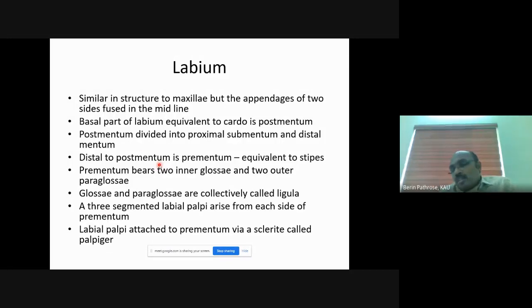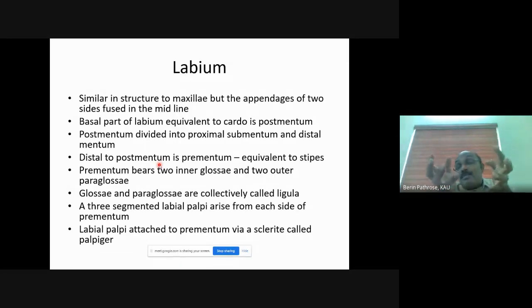So this is the structure of labium. It is similar to maxillae, but it is fused along the midline. And the part which is similar to cardo is postmentum, but in labium it is further divided into proximal submentum and distal mentum. And similar to stipes, at the distal part of postmentum we have a prementum, and prementum bears two lobes. The inner one is glossae and the outer one is paraglossae. That is similar to outer galea and inner lacinia.